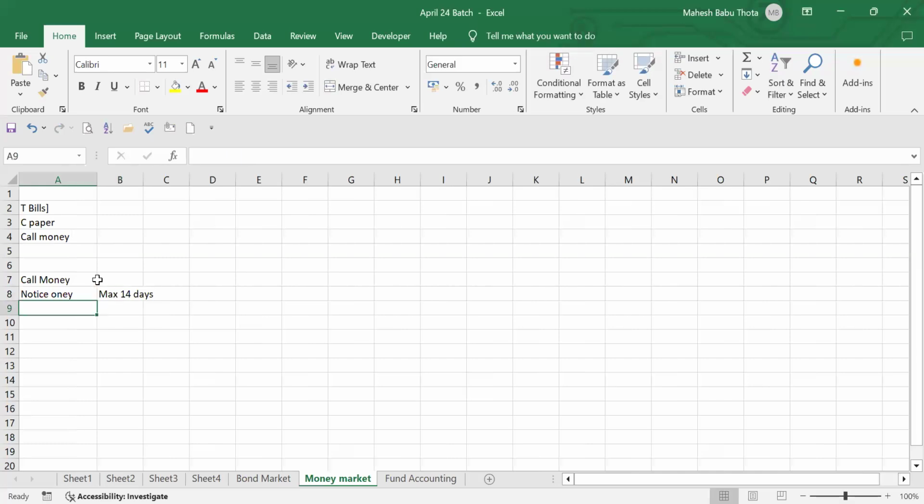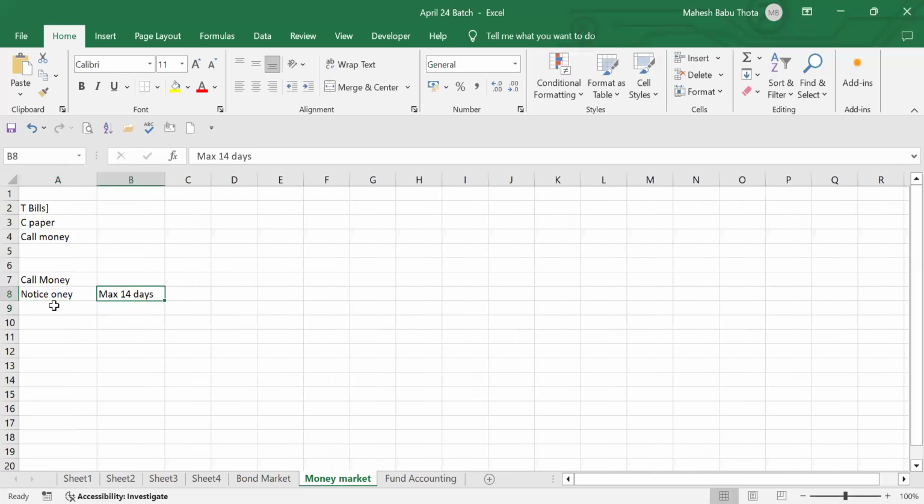Suppose you want to get more than 14 days, then what should you do? You have to go for the term loan. In this term loan or term money, if you want money for more than 14 days for a fixed period, let's say 1 month, 20 days, 40 days, 60 days, 6 months, 1 year, you can go for this term loan. Understood? Within 14 days, we can use call money. Beyond 14 days, we have to go for term money. Understood?